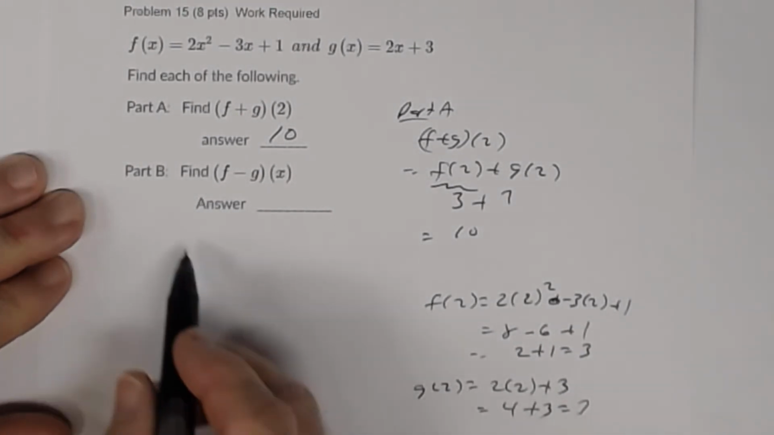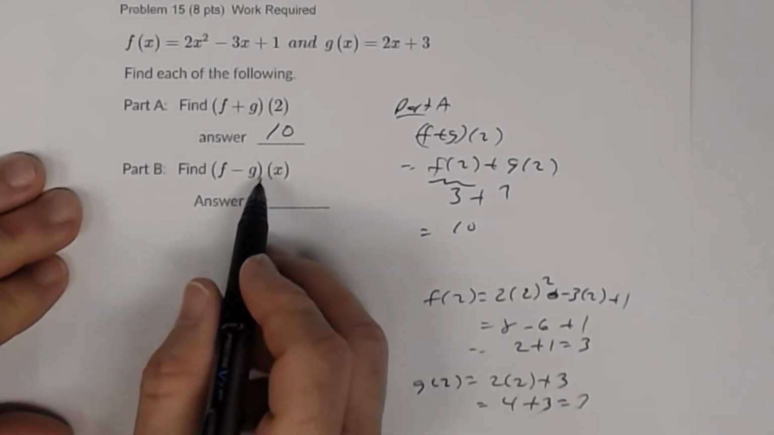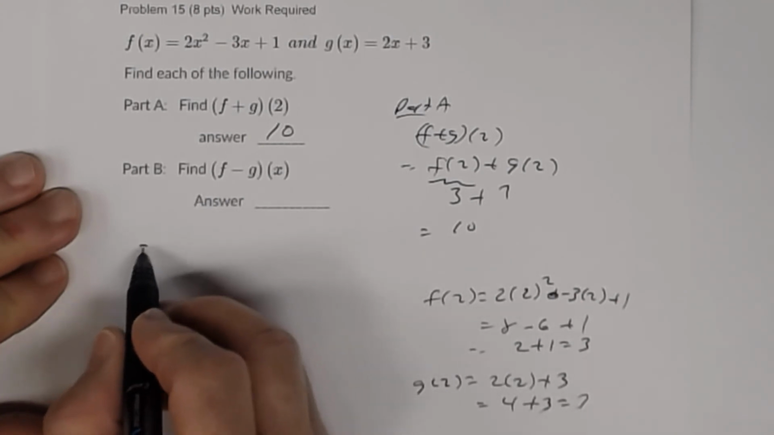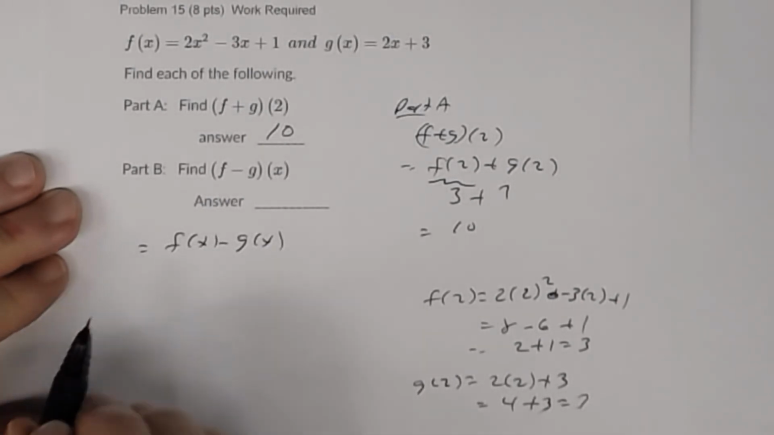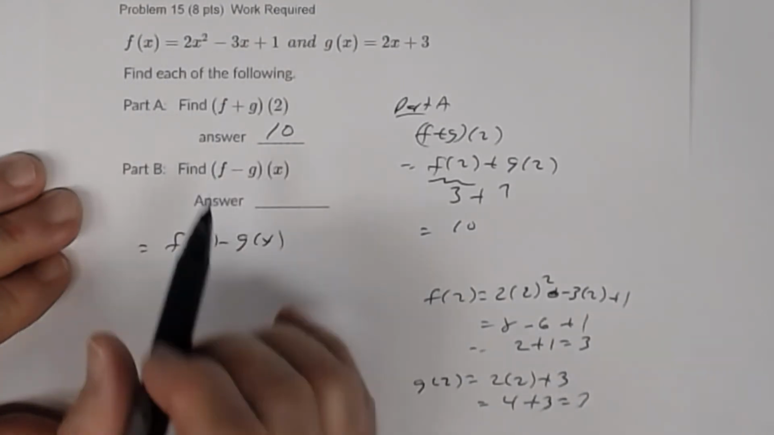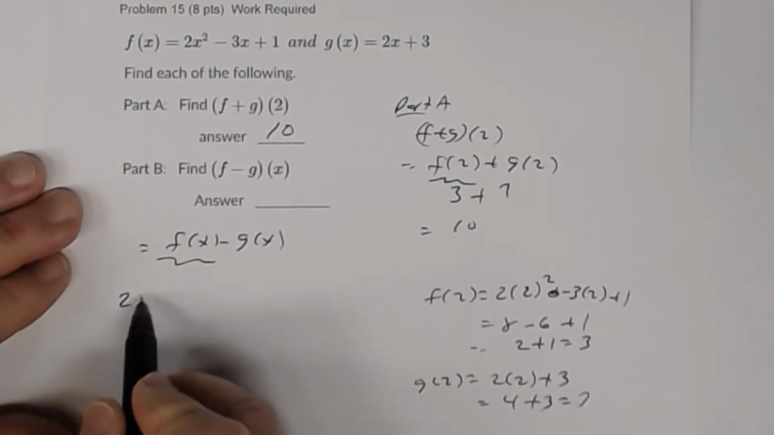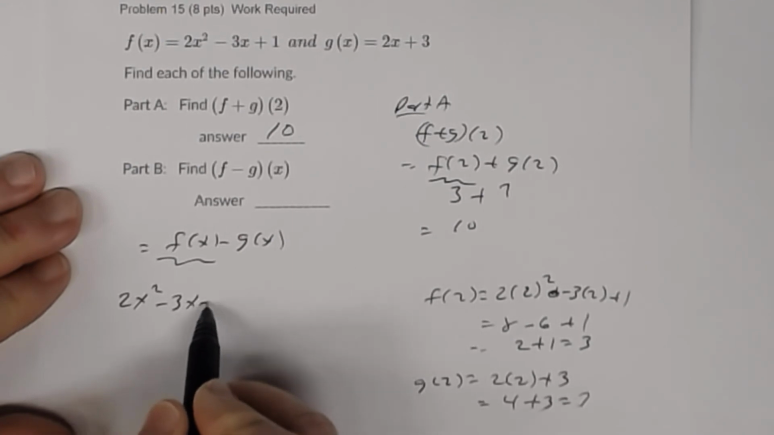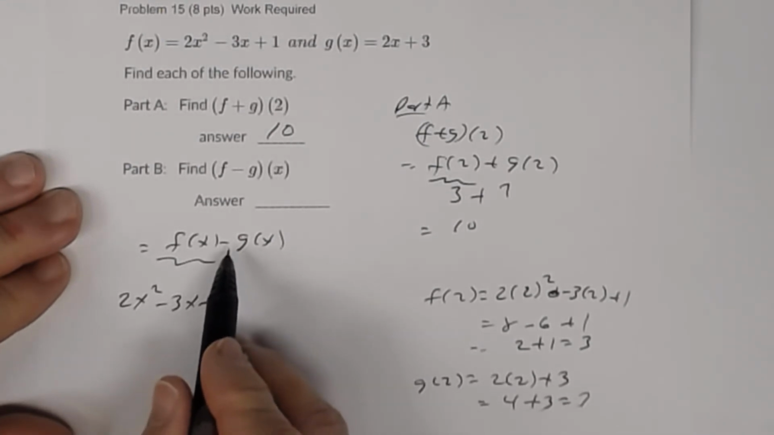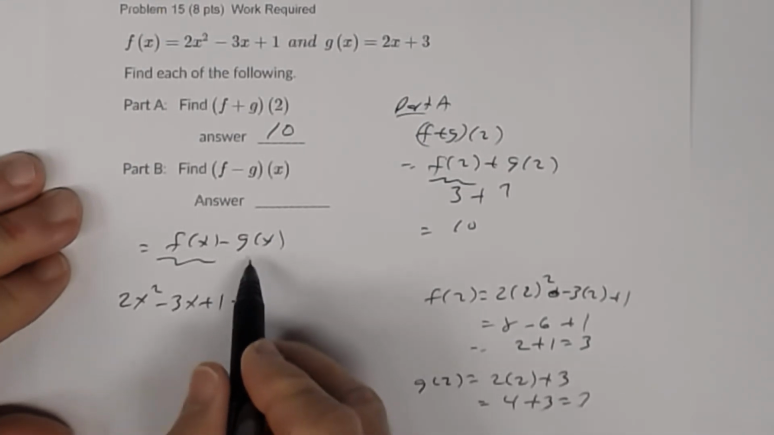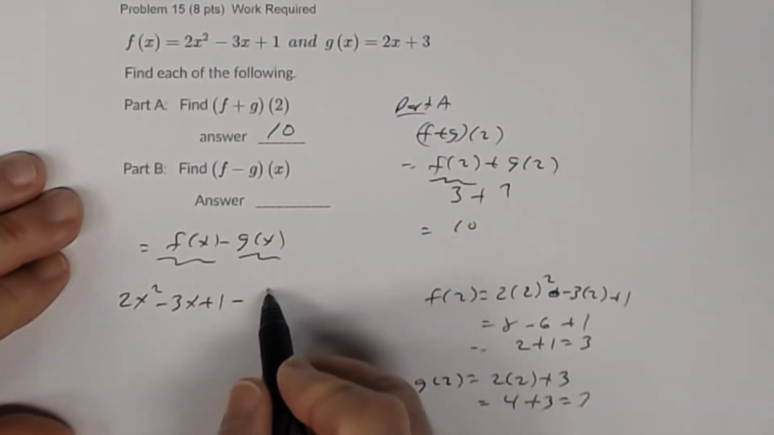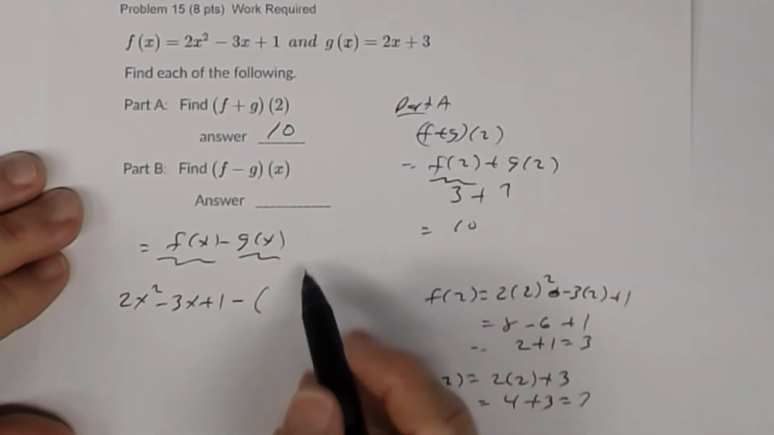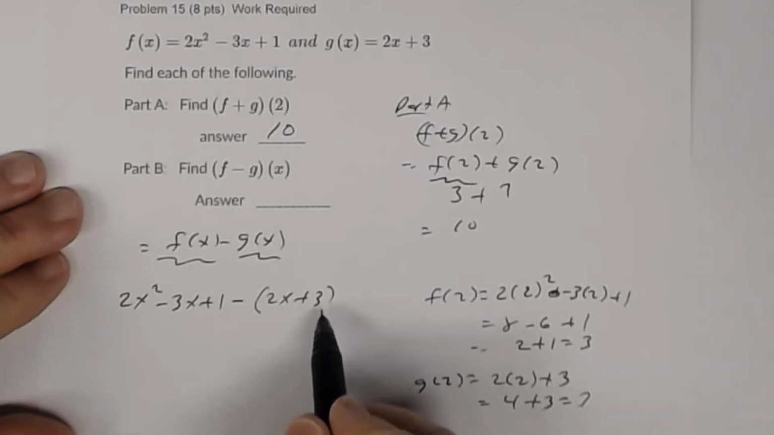Now in part B, you want to find f minus g at x. Remember what that means. By definition, that means f of x minus g of x. So f of x is 2x squared minus 3x plus 1. But be careful, you're subtracting g of x, so you're subtracting all of this. You have to put that in parentheses. g of x is 2x plus 3.